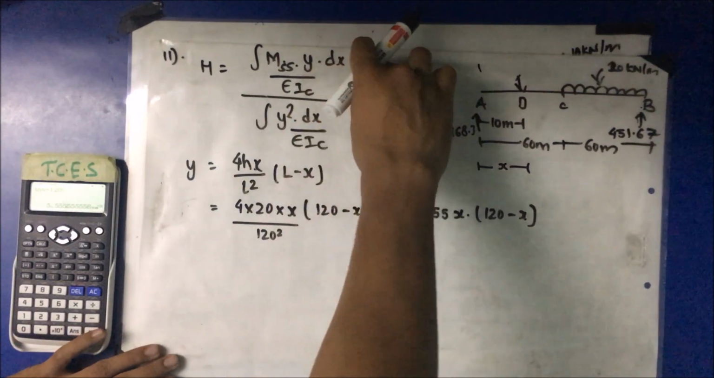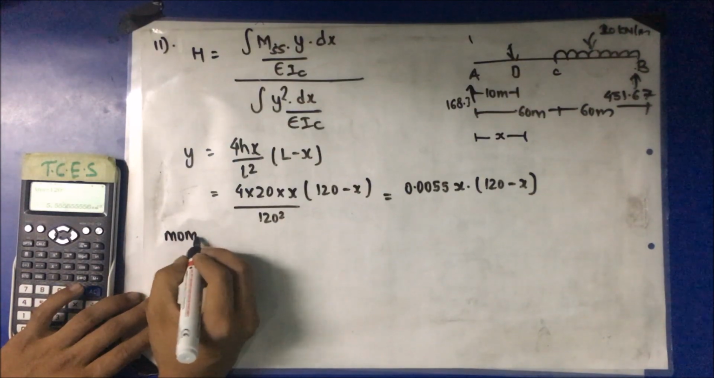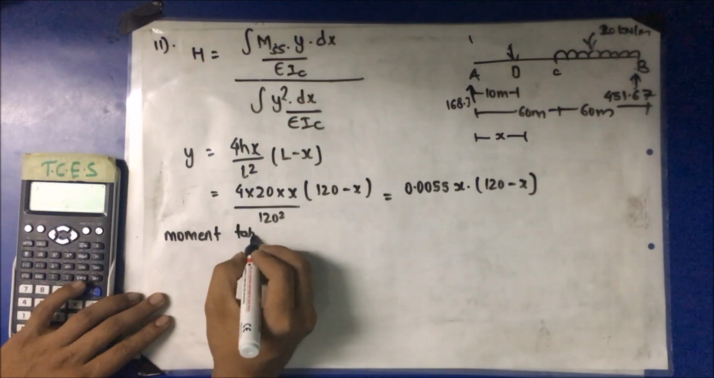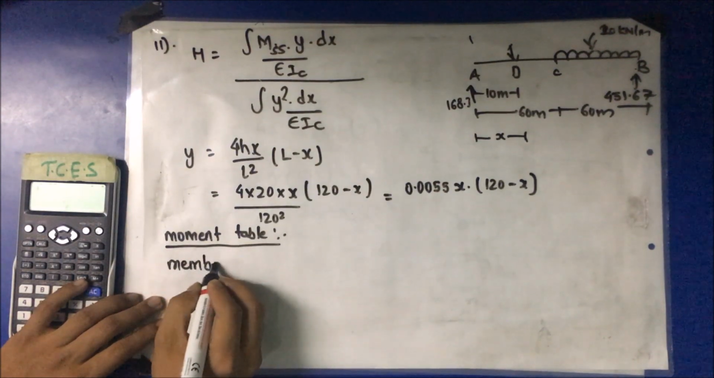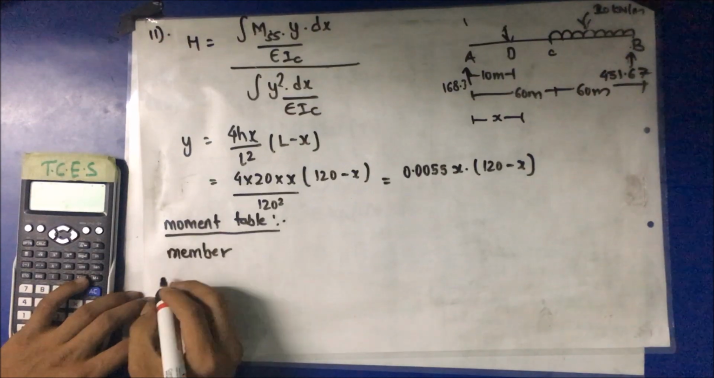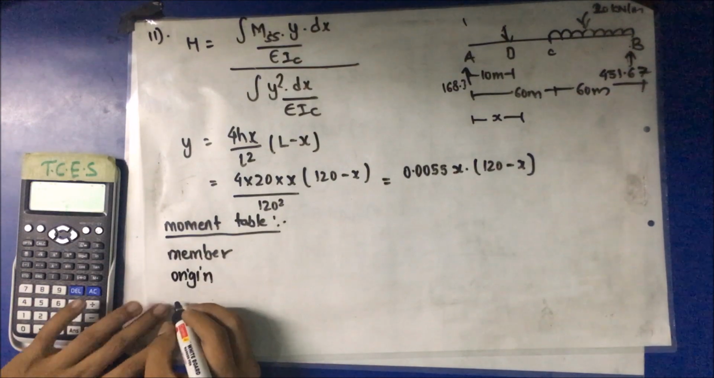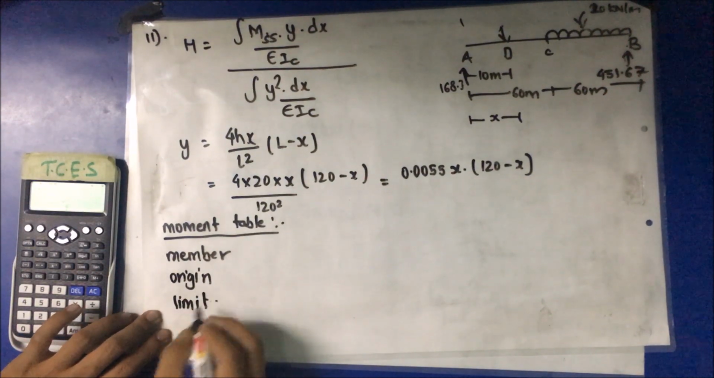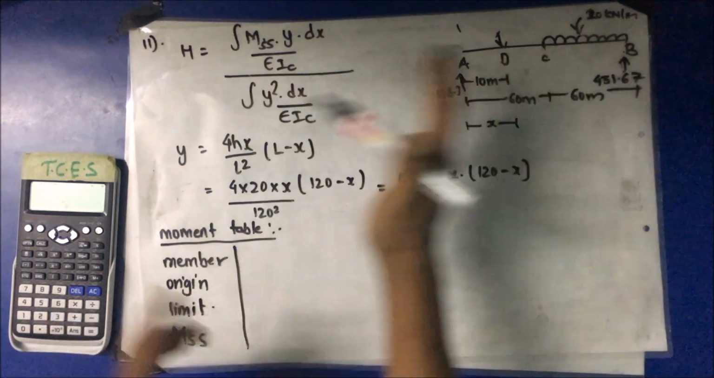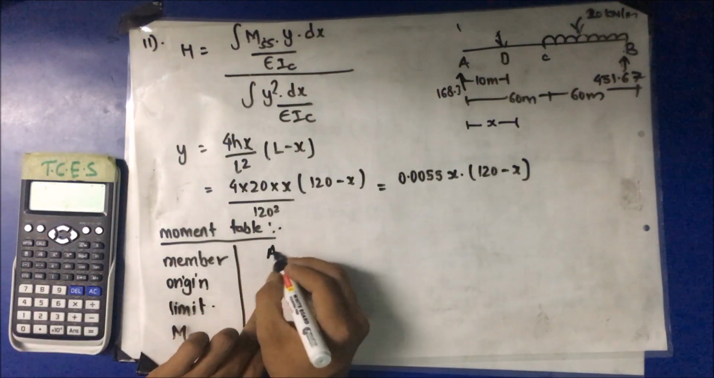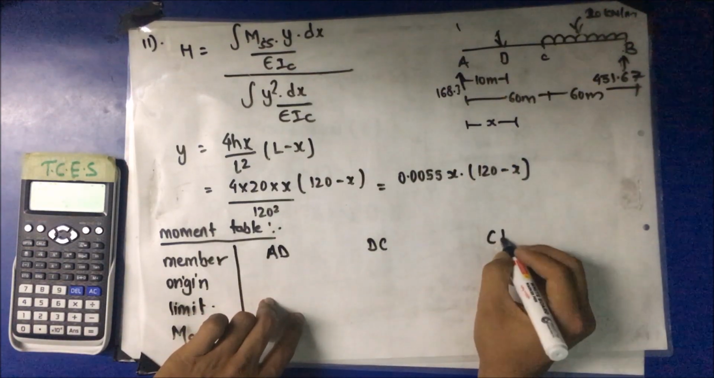Now for the upper term, that is the numerator, let me draw a moment table. The very first row is for the member, then we have the limit, and finally the moment M_s. If we start with the left support, that is member AD, then we have DC, and finally CB.